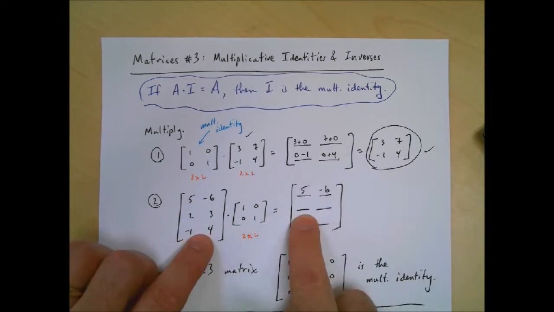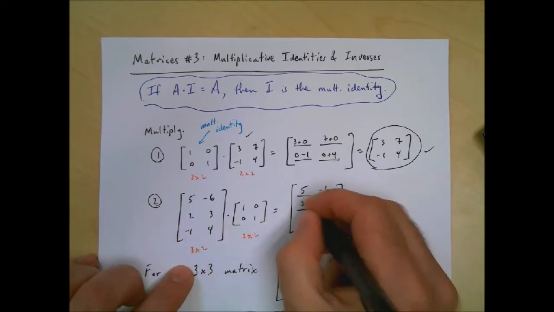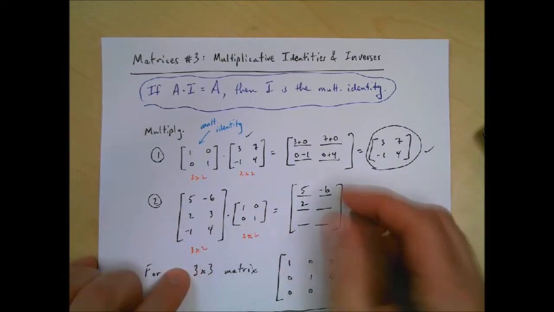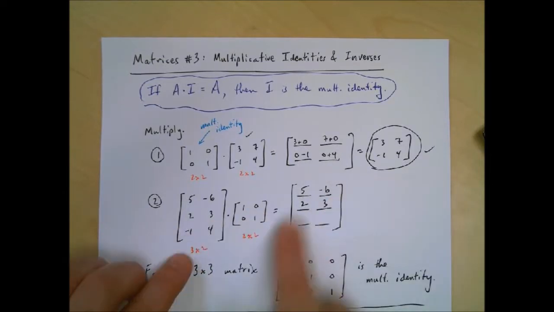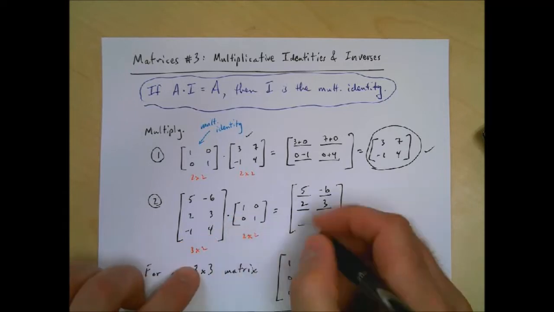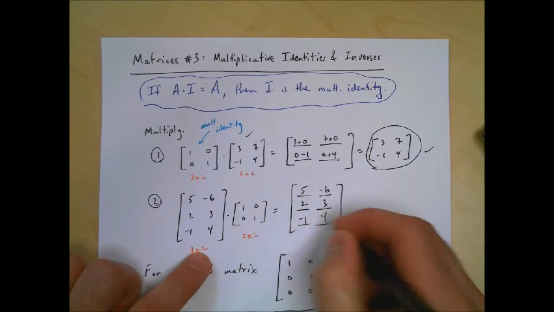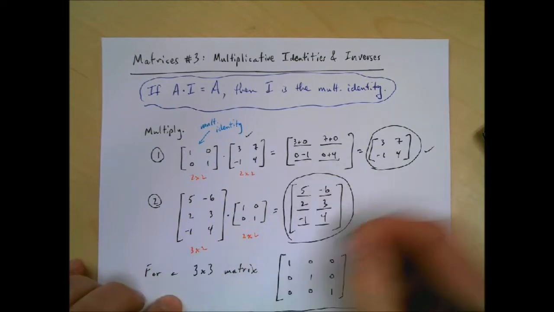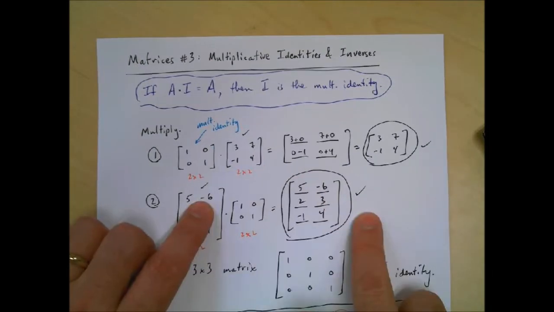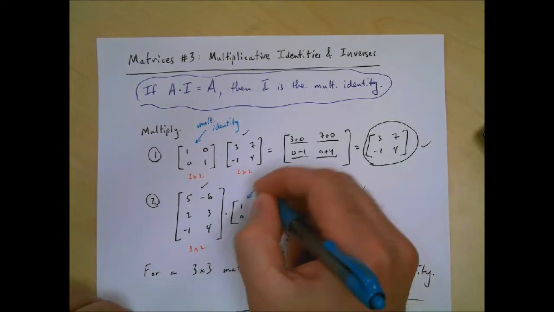Okay, second row, first column. So 2 plus 0. Second row, second column, 0 plus 3. Third row, first column, negative 1 plus 0. And third row, second column, 0 plus 4. And again, those two are the same. So multiplicative ID right here.